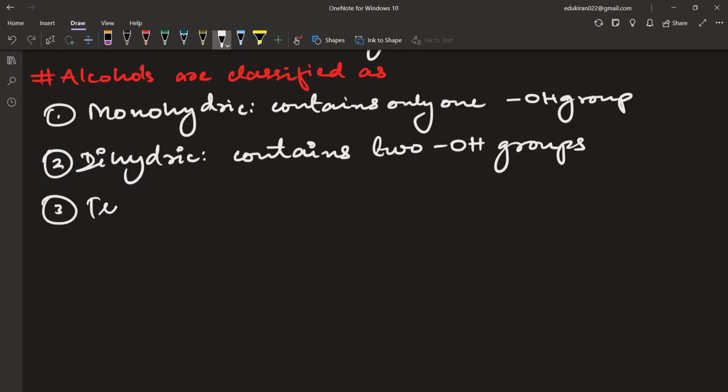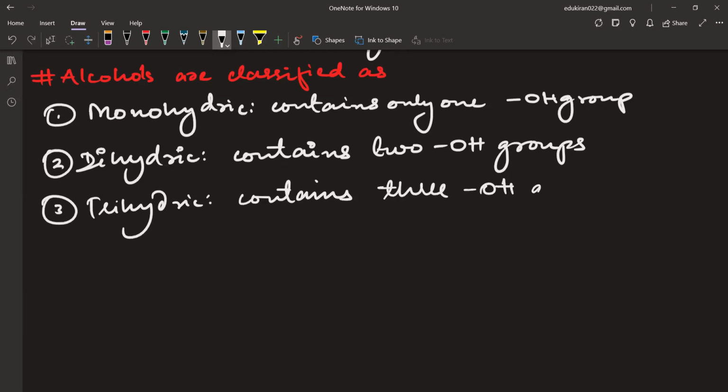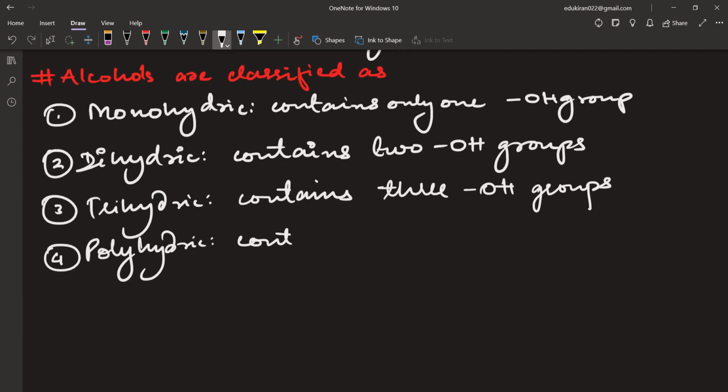Third one is known as trihydric. It contains 3 OH groups. And the fourth one is polyhydric, which contains more than 3 OH groups.